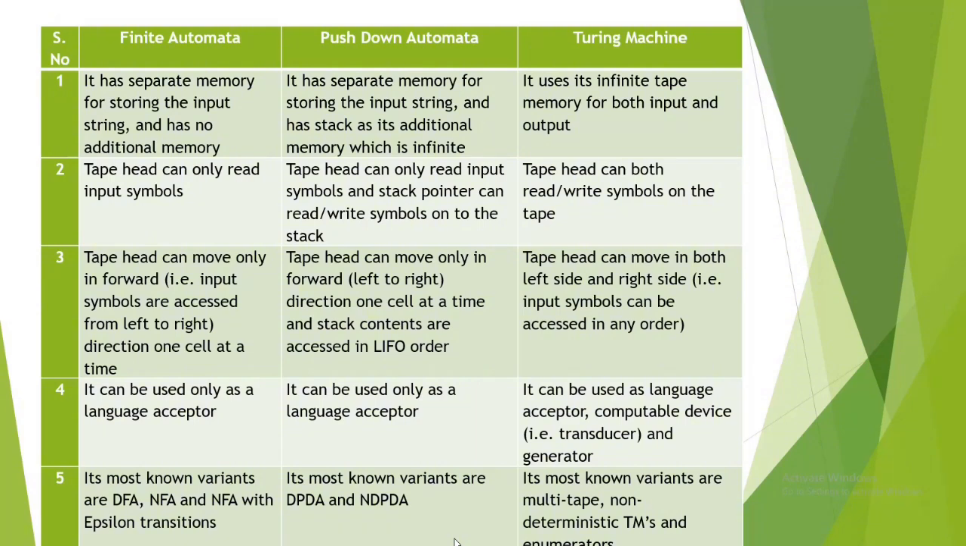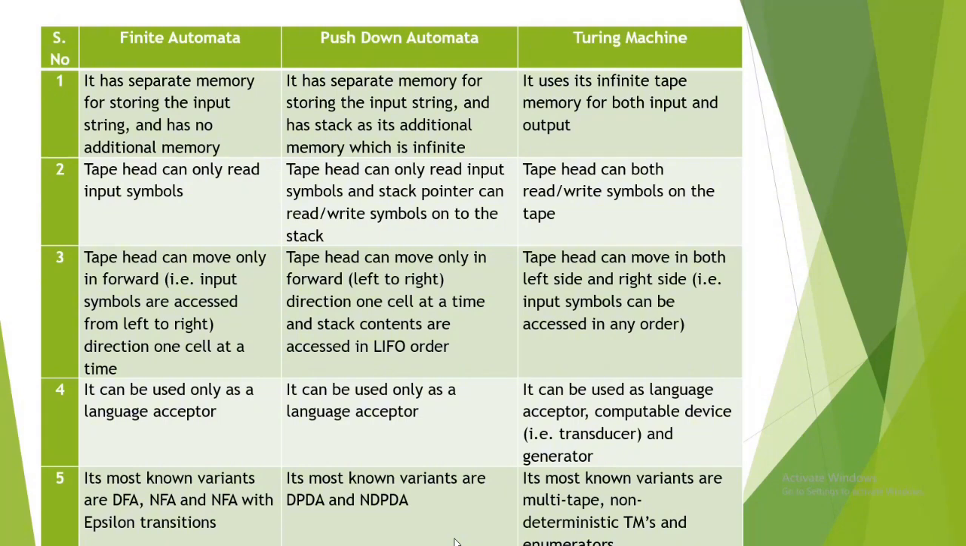In finite automata, there is a separate memory for storing the input string and no additional memory. But in pushdown automata, there is a separate memory for storing the input string, using a stack memory, which is infinite. Turing machine has an infinite tape memory for both input and output. And regarding the tape head, finite automata can only read input symbols. But in pushdown automata, the tape head can read the input symbol and the stack pointer can read and write symbols onto the stack. But in Turing machine, the tape head can both read and write symbols on the tape.